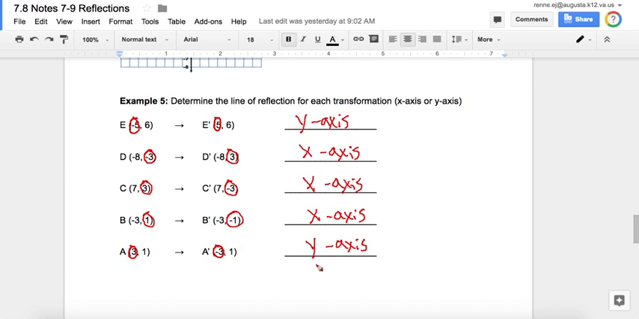So to recap what we did, we talked about reflections today, which is a flip, and we learned how to flip over the x and y-axis. Now, what coordinate changed when we flipped over the x? Good, the y coordinate. And what coordinate changed when we flipped over the y-axis? Good, the x coordinates.